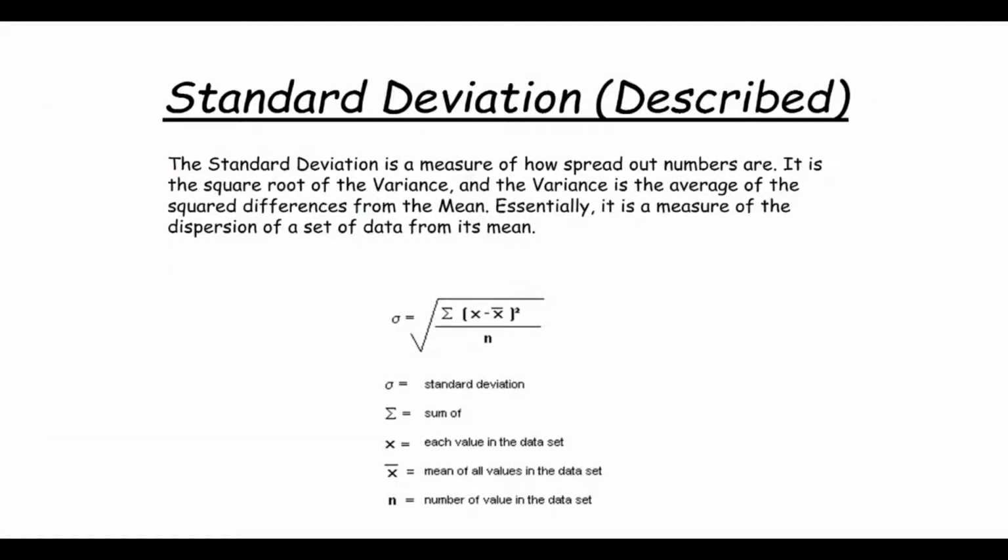The standard deviation is a measure of how spread out numbers are. It is the square root of the variance, and the variance is the average of the squared differences from the mean. Essentially, it is a measure of the dispersion of a set of data from its mean.